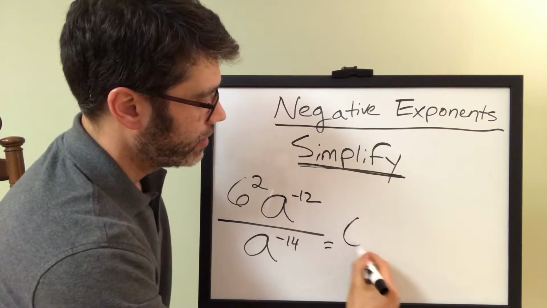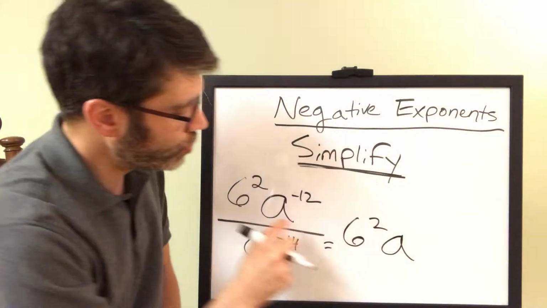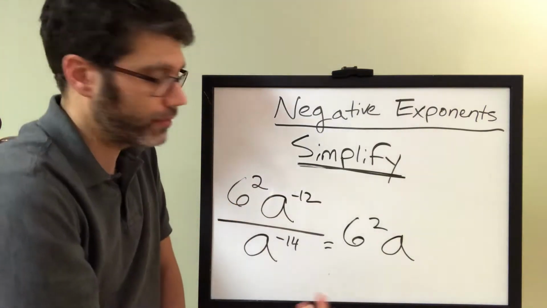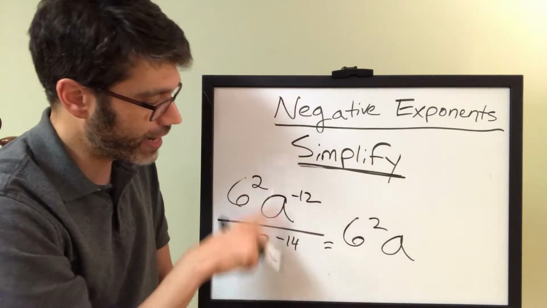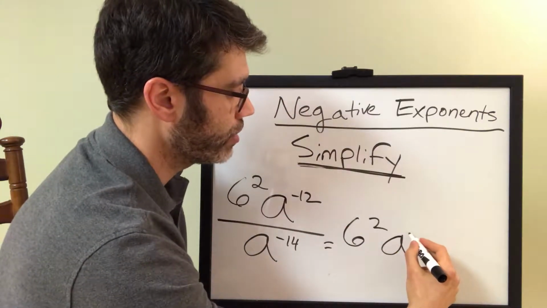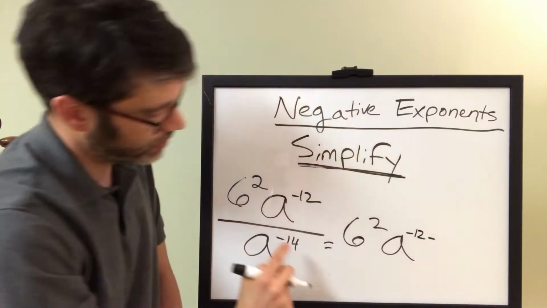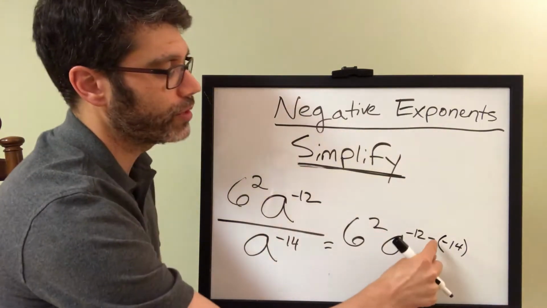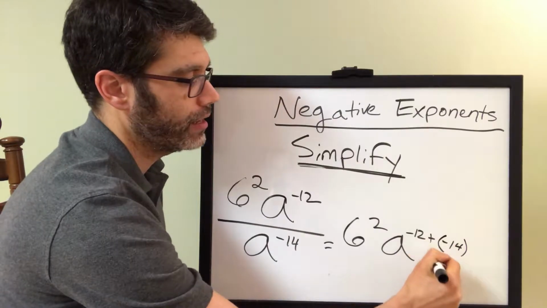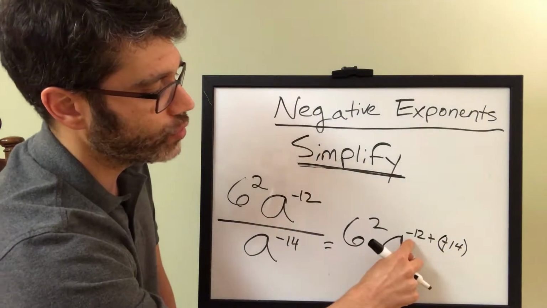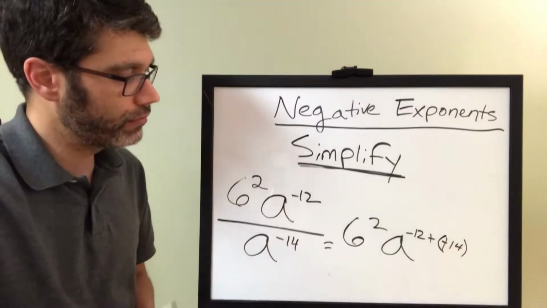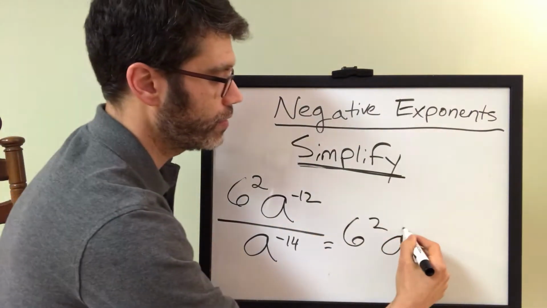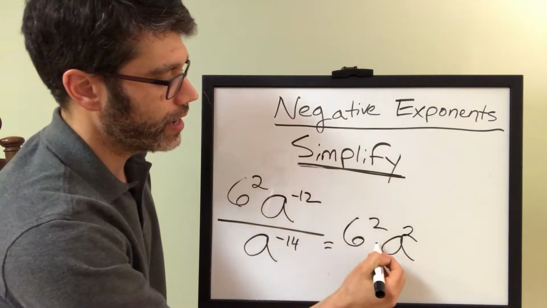Okay, now we'll do what we've done in a lot of these previous videos. We've got 6 squared, and then we've got 2 like bases here, okay? So when you have like bases, you subtract them, okay? So when we're dividing like bases, we're going to subtract the exponents. So it's negative 12 minus negative 14. Remember, when we're subtracting a negative, it's like adding a positive. So it's negative 12 plus a positive 14, which is a positive 2. All right, positive 2. So we've got 6 squared times a squared.